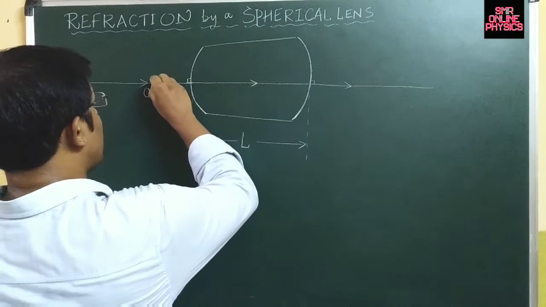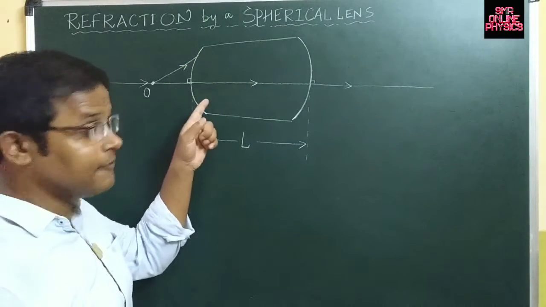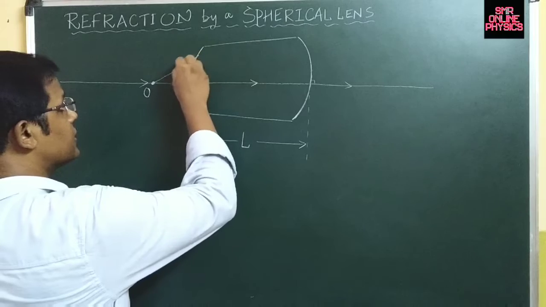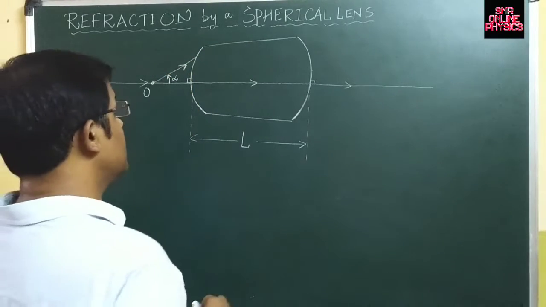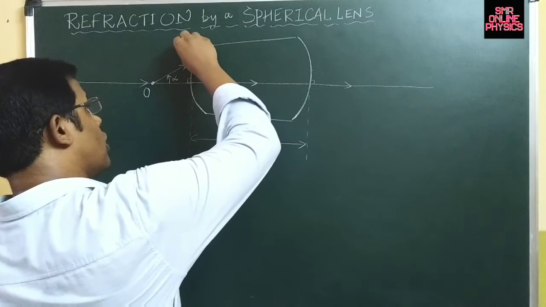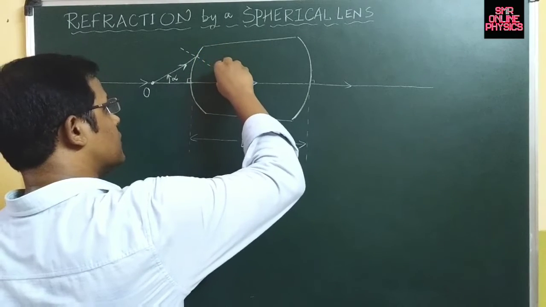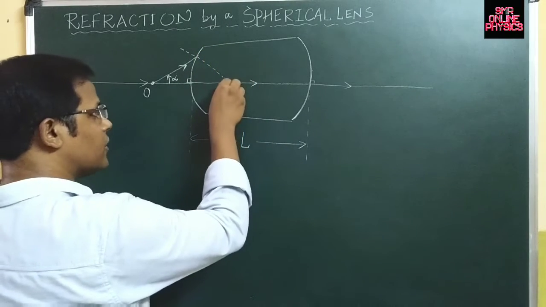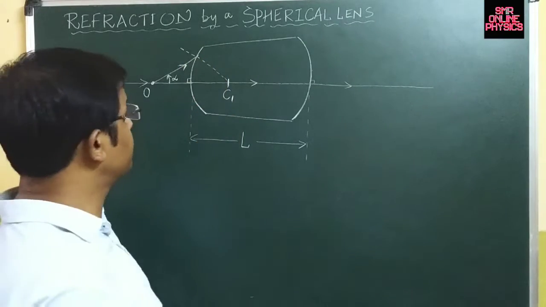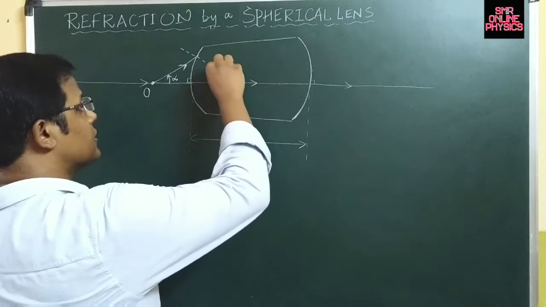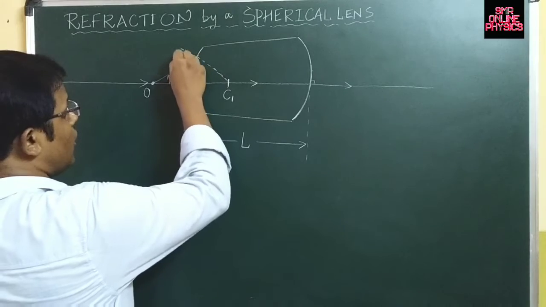Now let a ray of light emanating from this object strike the spherical surface 1 at a given point, making a certain angle alpha with the principal axis. At this point, the normal is always a perpendicular line drawn to the tangent of the surface and is always connected to the center of curvature. Let us call the center of curvature C1 for surface number 1. So this becomes your angle of incidence.